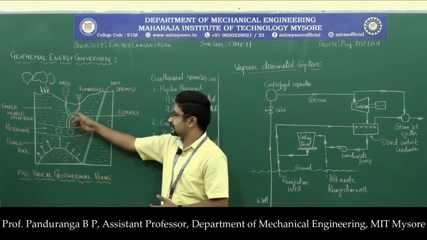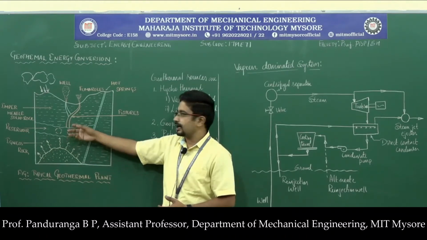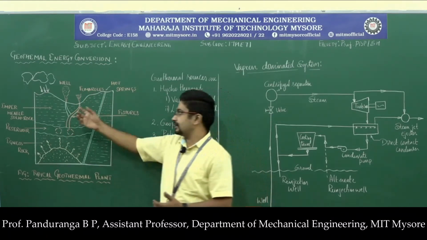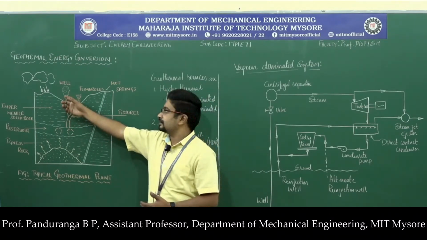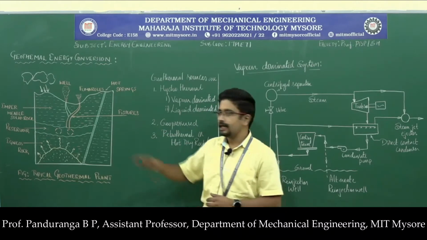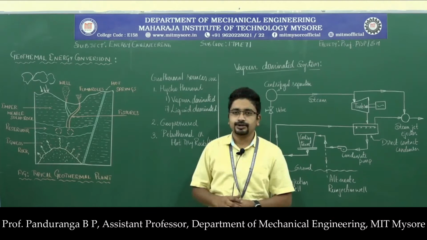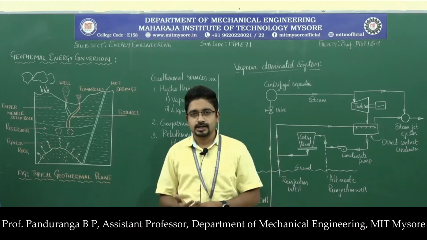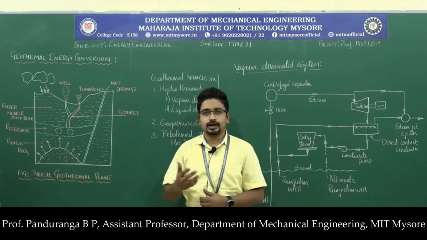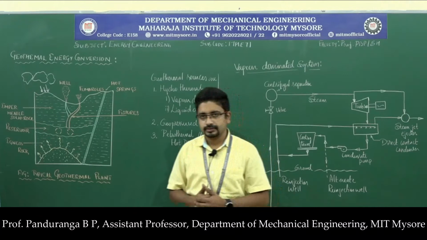Through the fissures, the hot water can come out in the form of steam in fumaroles, or in the form of hot water through wells, or in the form of hot springs. These are the naturally occurring geothermal sources where you can utilize hot water or steam and convert the energy available in them into some useful form.